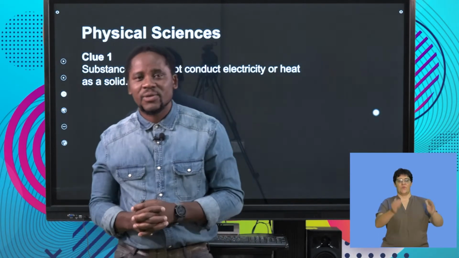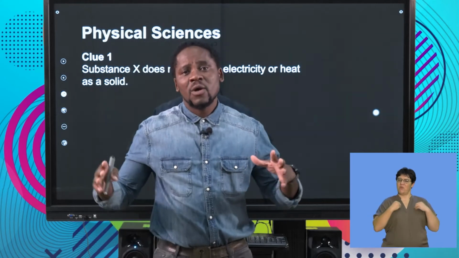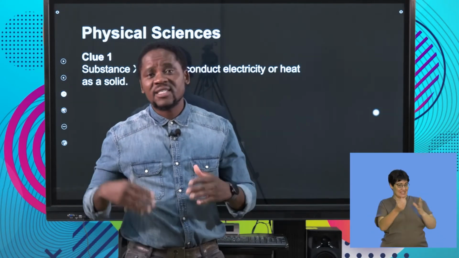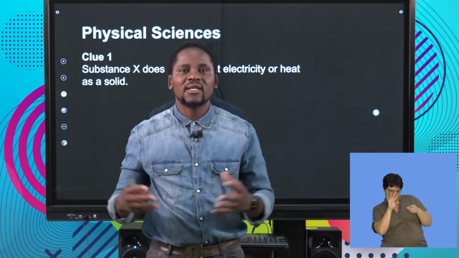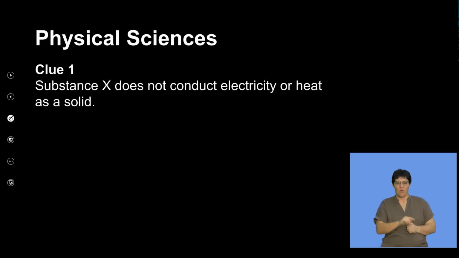Welcome back to our second segment. We're still looking into the physical properties of materials. So now we want to look at the clues in terms of the 6 materials that we're given and try to eliminate so that at the end of the day, we are able to identify what exactly substance X is all about. So on to our first clue: substance X does not conduct electricity.